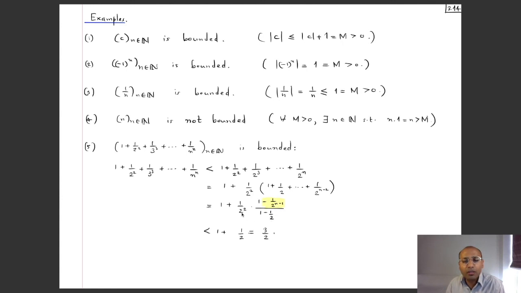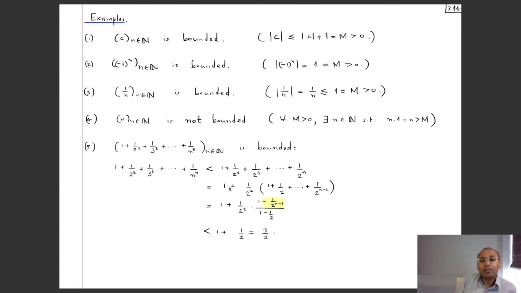Now you see that this 2 square cancels with the half in the denominator, leaving a half. And you see this 1 minus a positive number, you can overestimate it by 1 minus 0. So this is bounded above by 1 plus a half, and that is equal to 3 by 2. So what I've shown is that with this as M, the mod of the nth term of the sequence, because it's positive, is itself less than this bound 3 by 2.